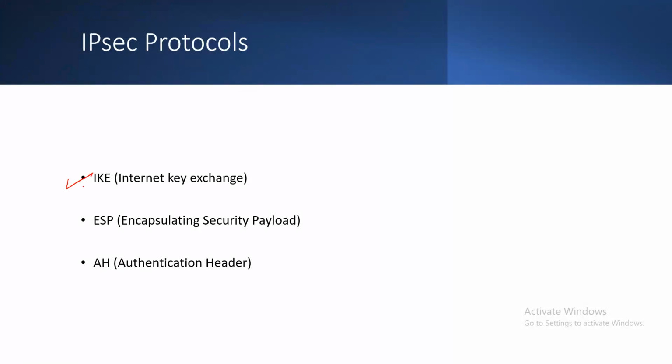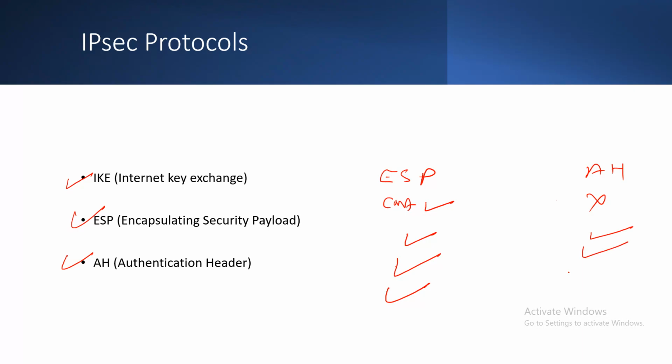After anti-replay, the IPsec protocol uses three protocols: IKE, Internet Key Exchange, ESP, Encapsulation Security Payload, and AH, Authentication Header. ESP supports confidentiality. Just now we covered the IPsec functionality: confidentiality, integrity, anti-replay. Confidentiality is supported by ESP, but not by AH. Integrity is supported by AH and ESP. Data origin authentication is also supported by ESP, and anti-replay is also supported by ESP. AH also supports integrity, data origin authentication, and anti-replay.